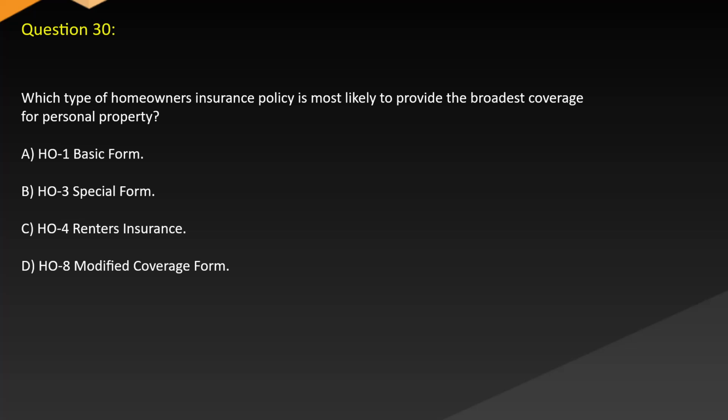Question 30. Which type of homeowners insurance policy is most likely to provide the broadest coverage for personal property? A. HO1 basic form. B. HO3 special form. C. HO4 renters insurance. D. HO8 modified coverage form.